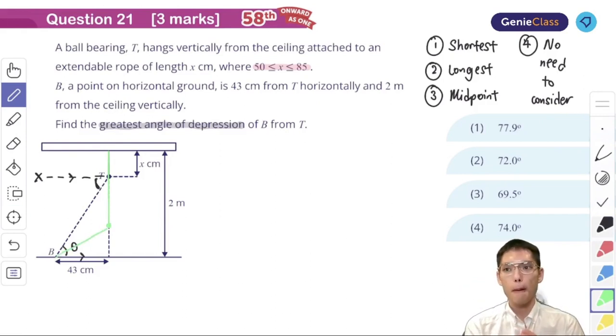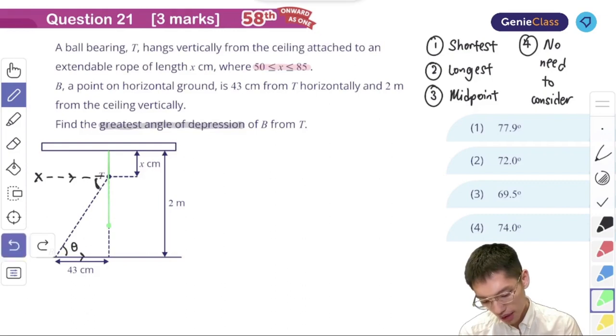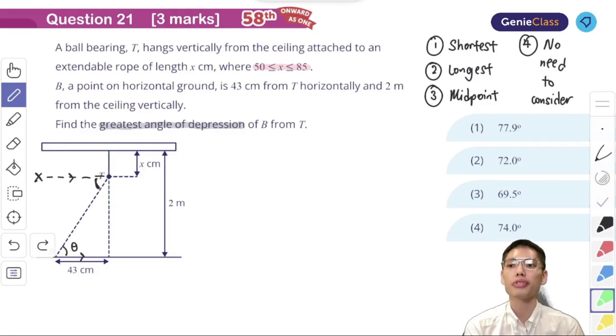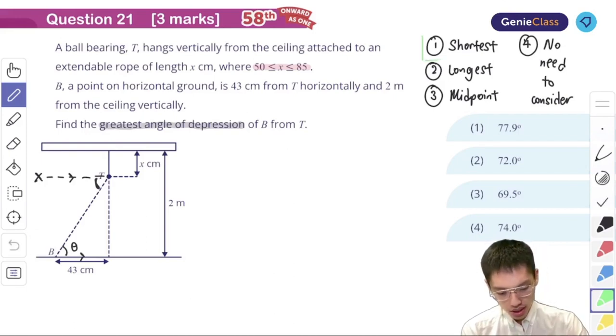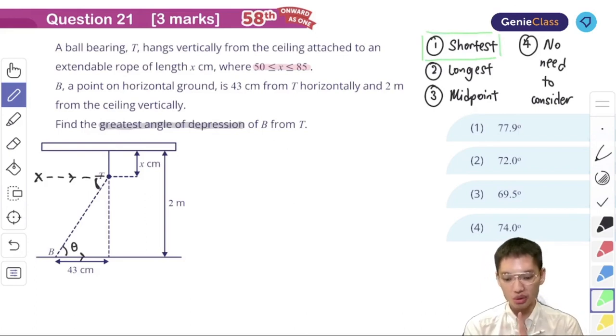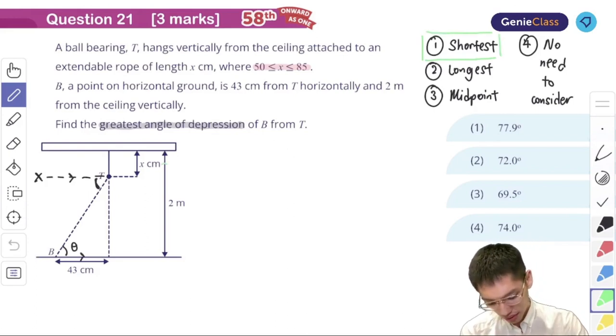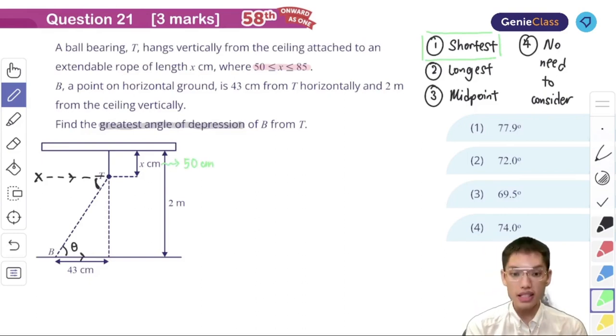If my rope is all the way here, I will just need to raise my head a little bit. But if my rope is very, very short, in this case up to 50 cm, I need to raise my head higher, right? As I'm doing now. So therefore, in this case, the rope has to be the shortest. That's one thing to take note. And therefore, greatest angle of elevation, x is 50 cm.